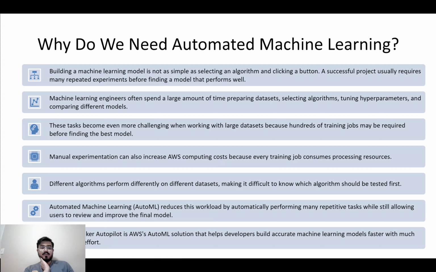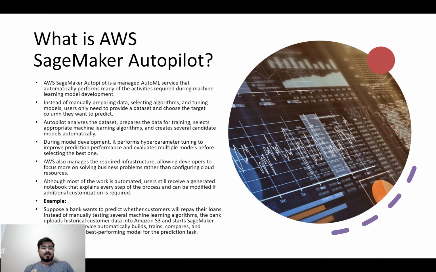Instead of performing all of these repetitive tasks manually, AutoML automatically handles much of the work while still allowing developers to review and improve the final model. AWS provides this capability through SageMaker Autopilot, which helps developers build accurate machine learning models much faster while reducing manual effort. So now let's look more closely at AWS SageMaker Autopilot.